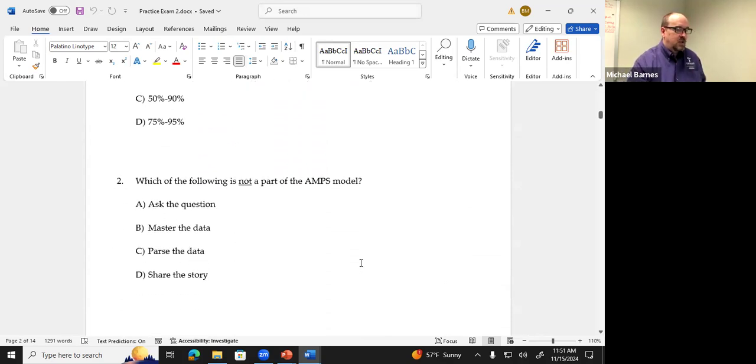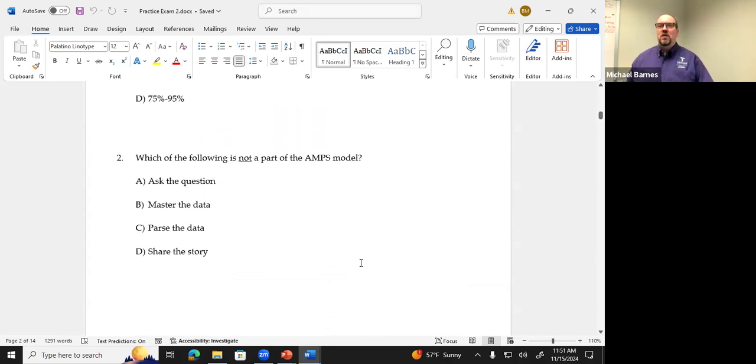Which of the following is not part of the AMPS model? This is a really easy question. Again, I told you for the AMPS model, you need to be able to go more in depth than just this question, but I felt, you know what, let's just have some fun with this question, okay?